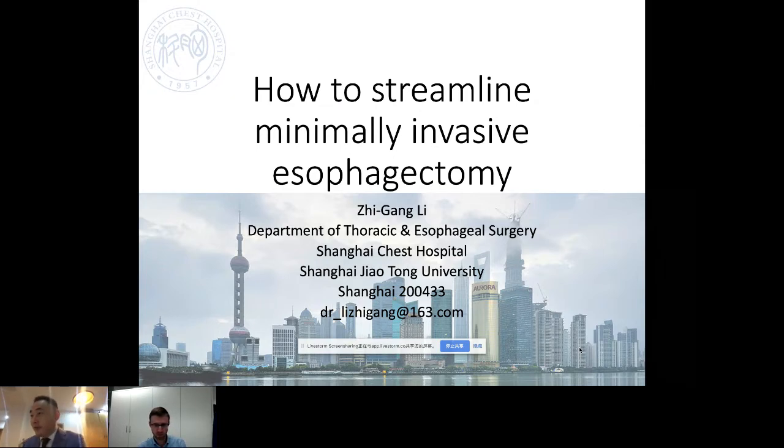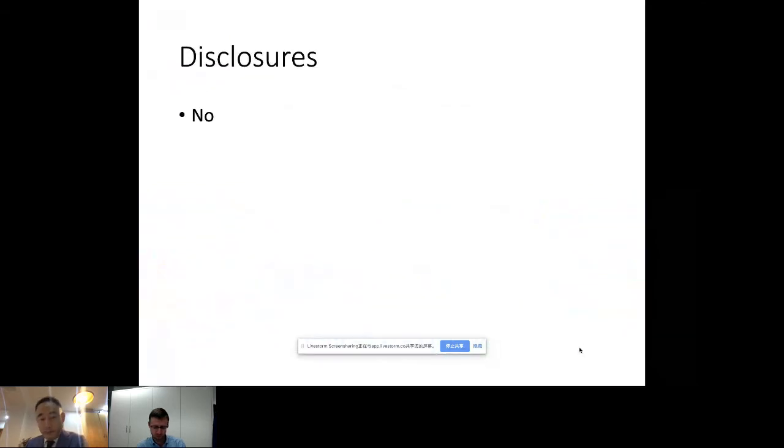Today my topic is how to streamline minimally invasive esophagectomy. Although our topic is this, we still cannot change the fact that esophageal cancer surgery is one of the most complicated operations. It involves resection and reconstruction. It needs to span at least 2 or even 3 anatomical regions. For today's speech, there are no disclosures.